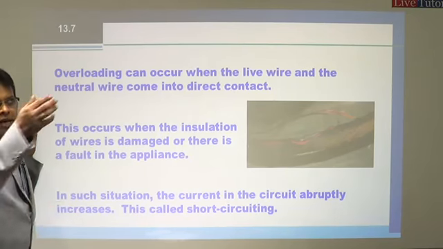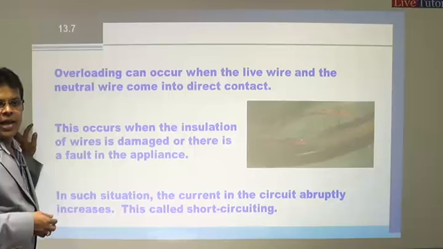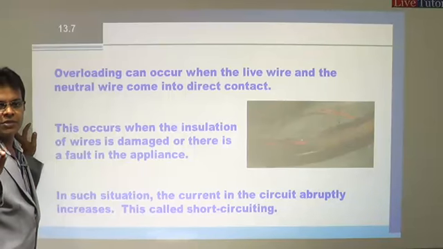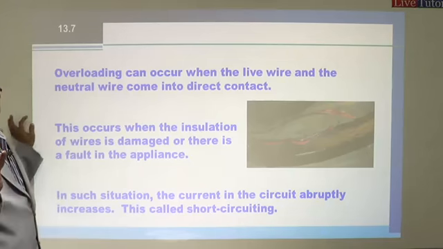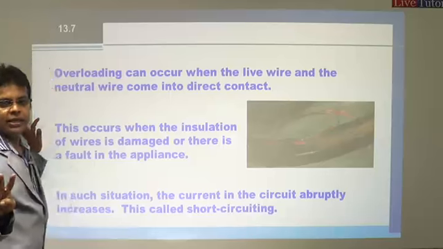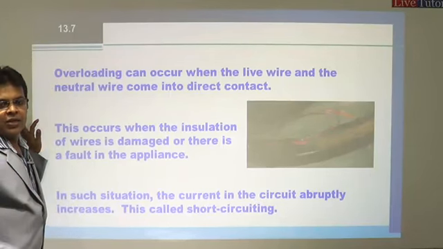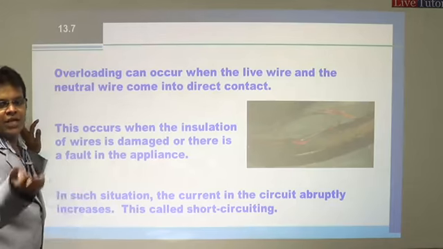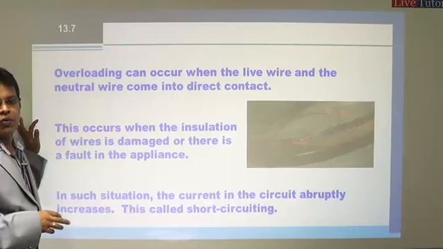Usually, the current which we are using in our home, I have mentioned that already, is 5 amps. 5 amps, 50 hertz, 220 volts. These are the three numbers you have to remember: 220 volt, 5 ampere, and then 50 hertz. That is the domestic electric supply. So, when the current is abruptly increasing, this is what we call overloading. This will lead to short circuiting.